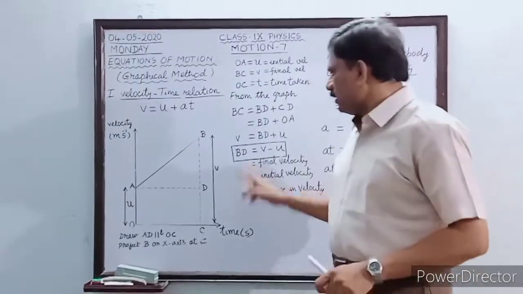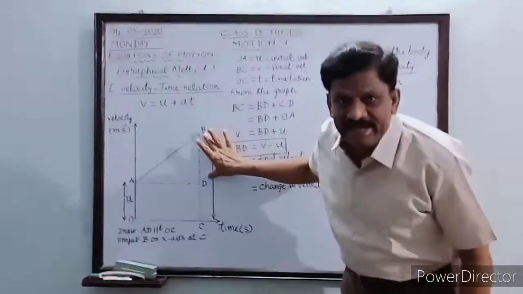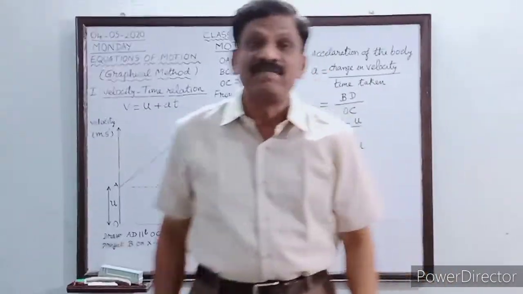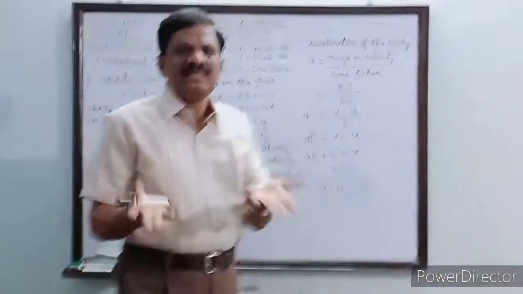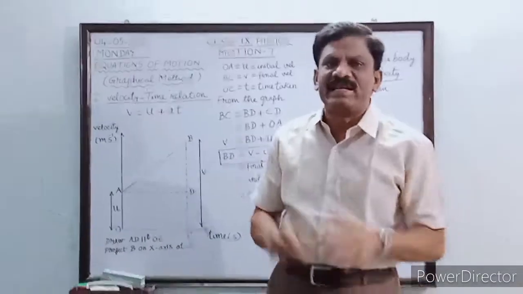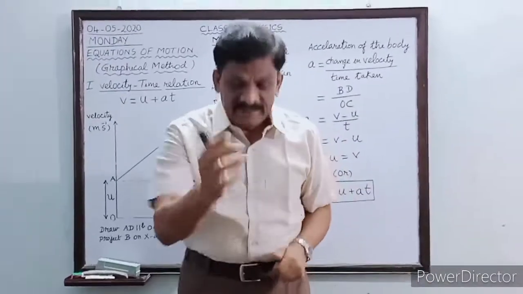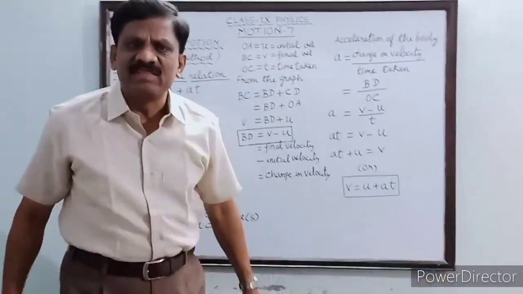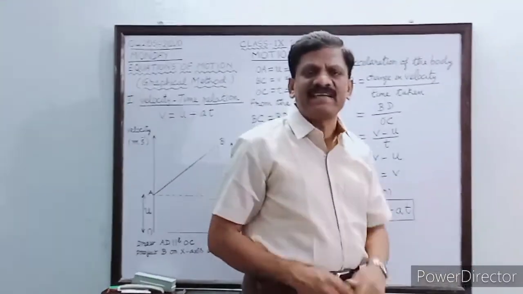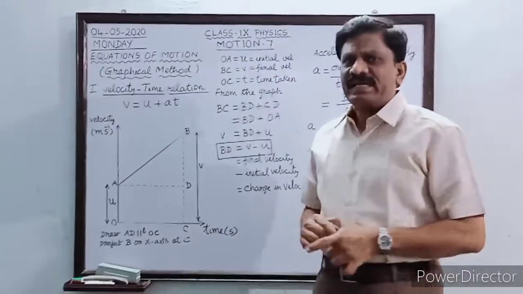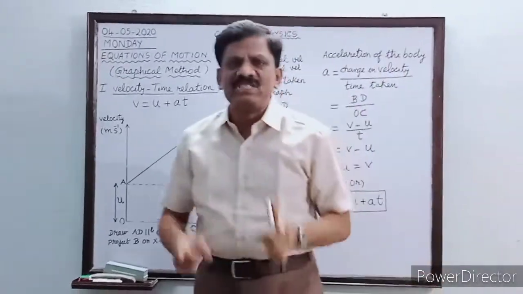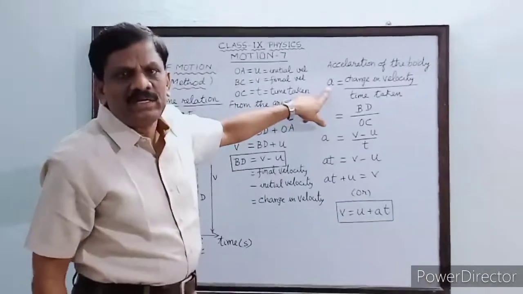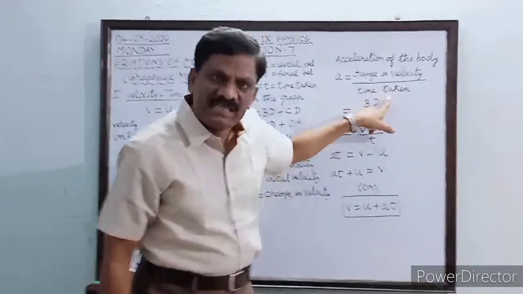Good. So the length BD in this graph must be equal to what? The change in velocity of the body. And this change in velocity has taken place in how much time? Good. In a time equal to t seconds. So how to find the acceleration of the body? Yes, how did we define acceleration of the body in the previous class? It is defined as the rate of change of velocity. So acceleration A must be equal to what? Change in velocity by time taken.